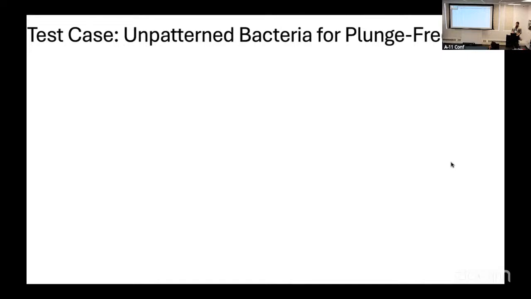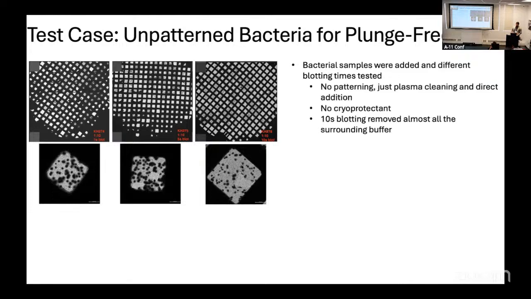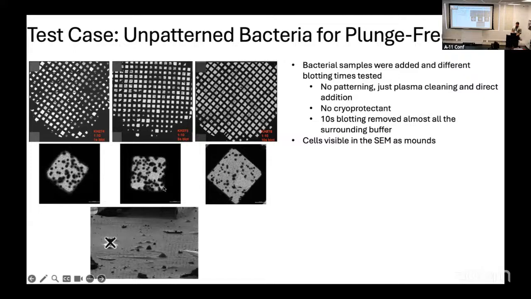So this is a larger bacteria that was unpatterned. I just put it on the grid and plunge froze, and I did different blotting times. At 1 second blotting time, there's still a lot of media surrounding the bacteria. At 5 seconds and 10 seconds, it's mostly all removed. And no cryoprotectant.